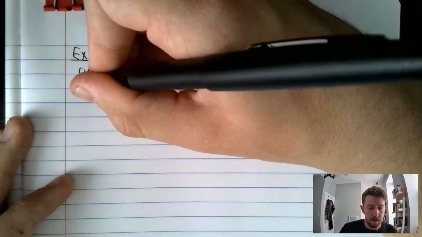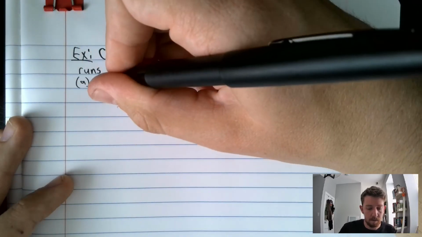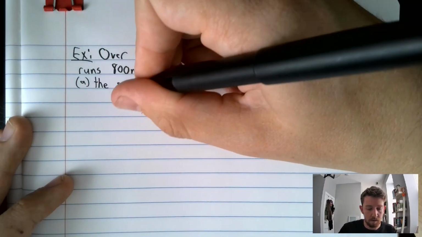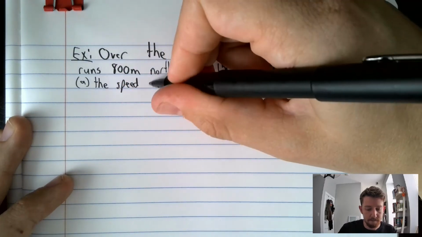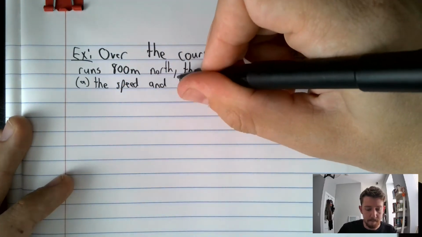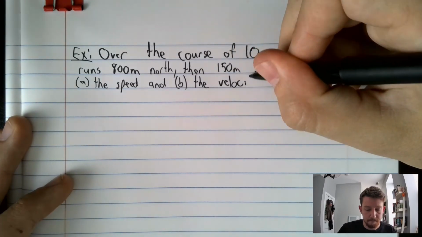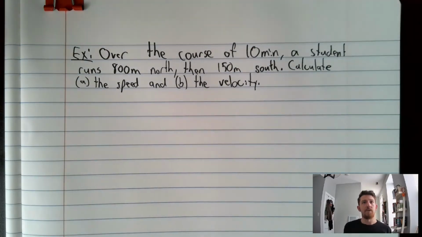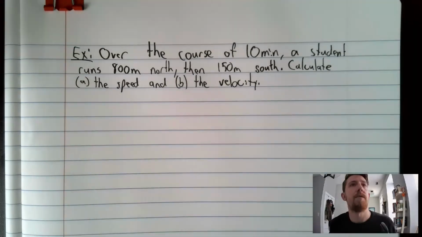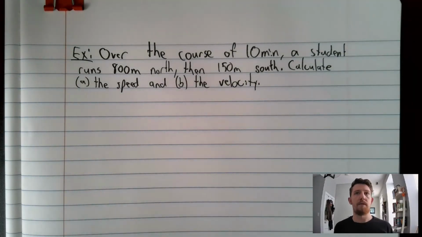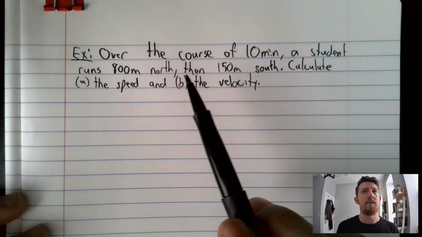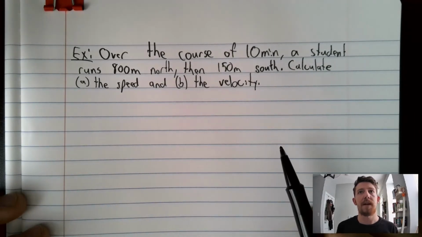Calculate A, the speed, and B, the velocity of the student, if you wish. Once again, over the course of 10 minutes, the student goes 800 meters north, then 150 meters south. Calculate speed and velocity.